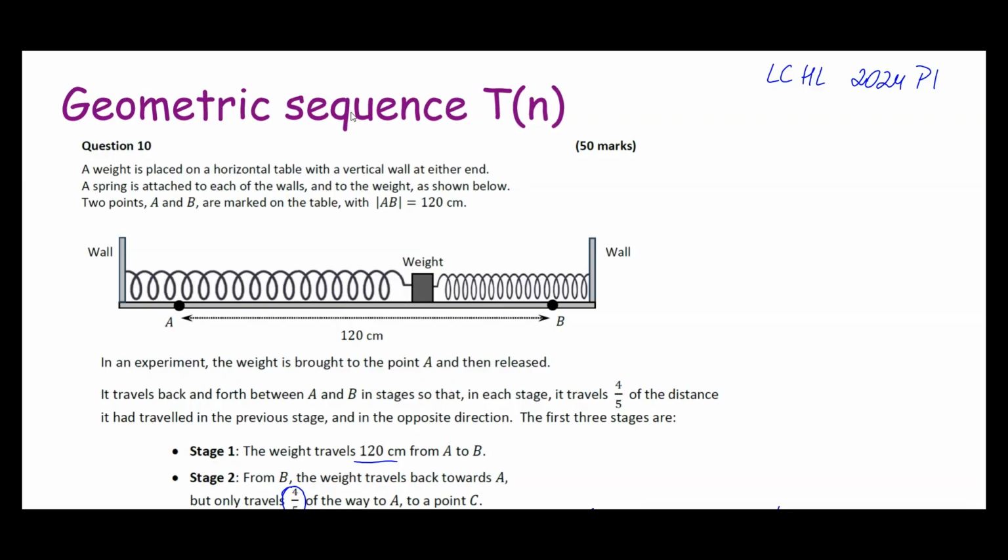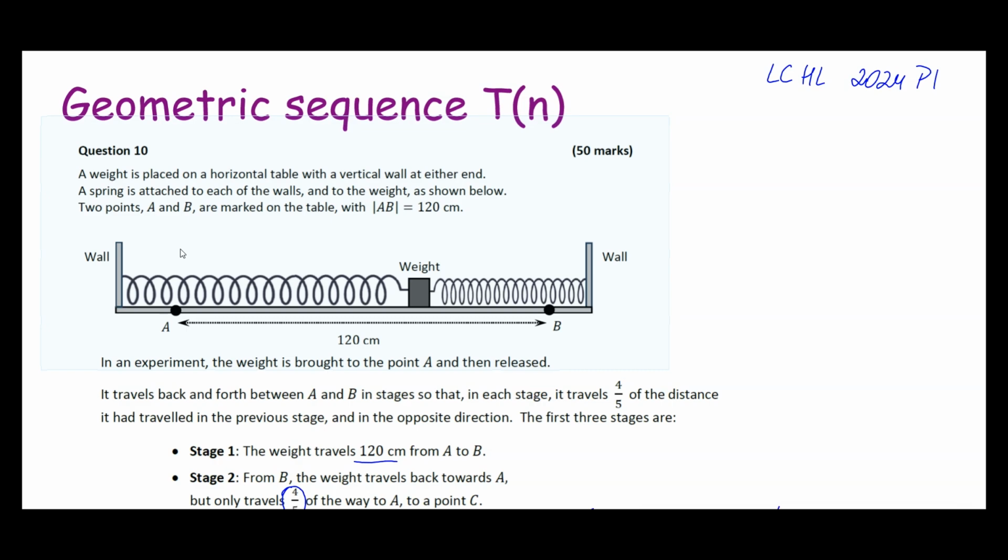So we continue looking at this question that has to do with geometric sequence. And in this part, we're going to specifically look at Tn. So the idea here is that we have a weight and springs. And at the first stage, that weight is brought to this point A, where the spring is very, very squashed, and then it's released. And that spring pushes the weight all the way to B.